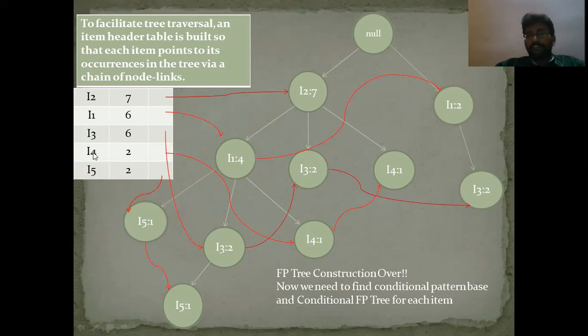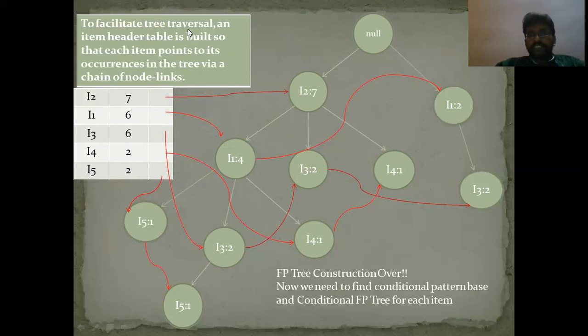Next one is I4. How many times is I4 repeated? That means I4 1 here and I4 1 here, so both will be joined and counted as I4 2. The next one is I5. How many times is I5 there in that particular transaction process? I5 is 1 here and I5 is 1 here, so both will be connected via a chain link and displayed as I5 2. So this is the maximum count of the transaction values here.